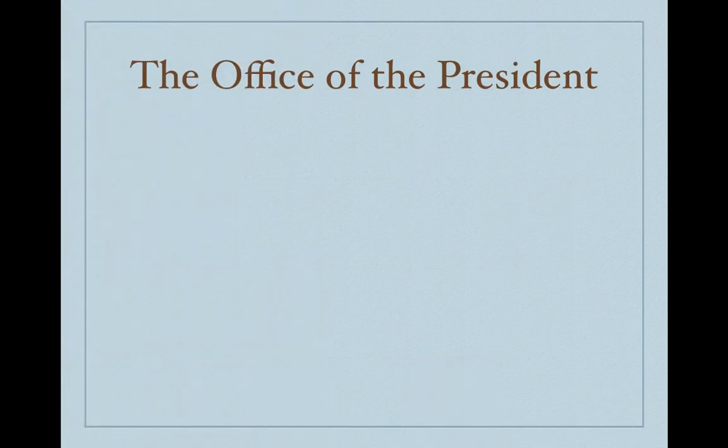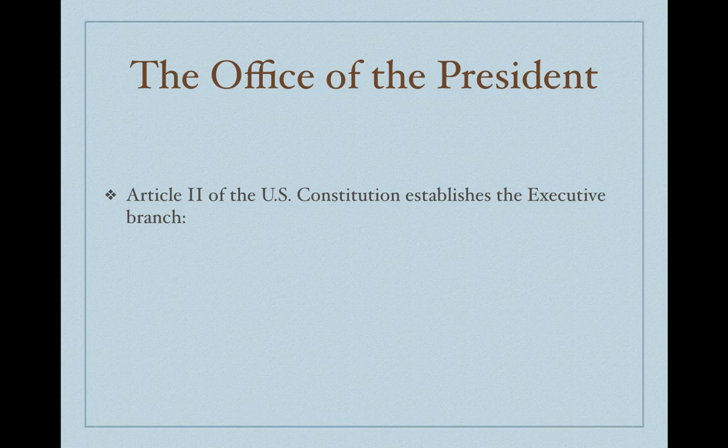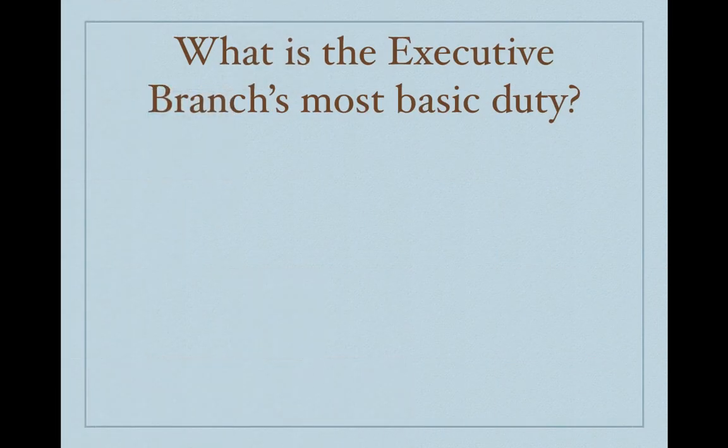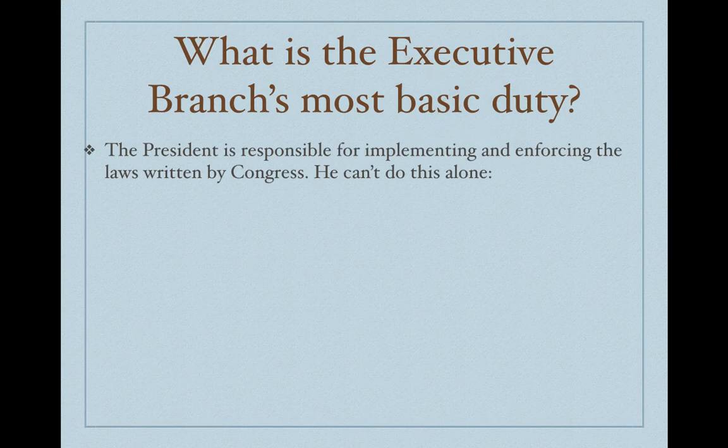The office of the President. Article 2 of the Constitution establishes the executive branch. The President is largely the executive branch of the United States of America. There's also a Vice President. What is the most basic duty of the executive branch? The President is responsible for implementing and enforcing the laws written by Congress.